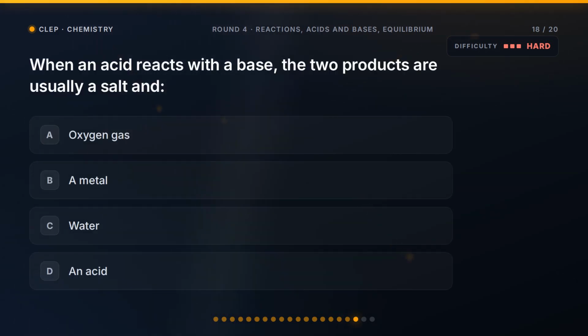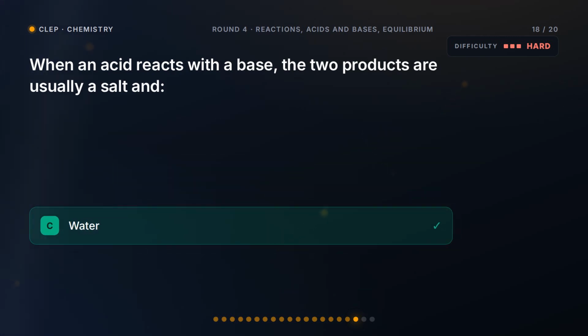When an acid reacts with a base, the two products are usually a salt and A. Oxygen gas. B. A metal. C. Water. D. An acid. The answer is C. Water.